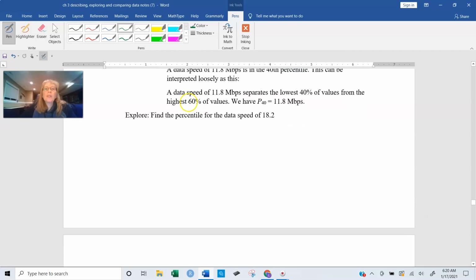Now, I want you to do the same thing for the speed of 18.2. So pause and give that. Okay, when you counted, you had 34 above out of your total of 50, which puts you in the 68th percentile. So 18.2 is in the 68th percentile of my data. So I have 68% below me and roughly 32% above me.